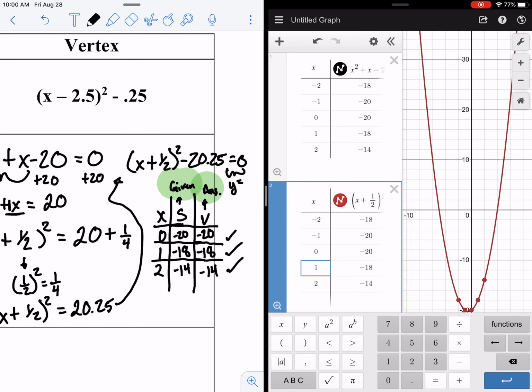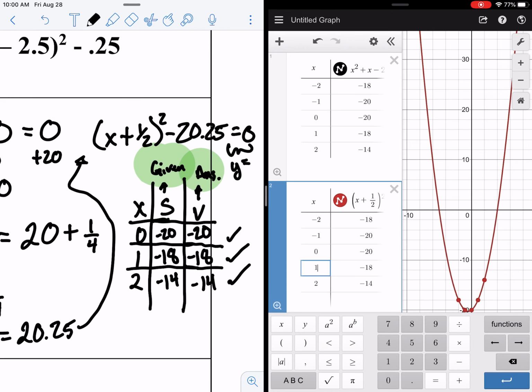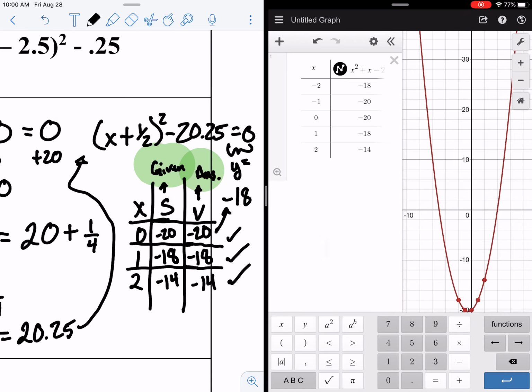Again, if 1 point was off, say this negative 20 would have been negative 18, I would have stopped, got rid of this, and typed in a different answer choice on a test or quiz or classwork assignment. Again, the rule of 3: you must have 3 points that appear in your given table and your answer table, or your graphs must overlap each other completely.